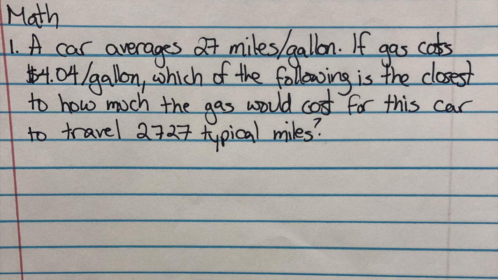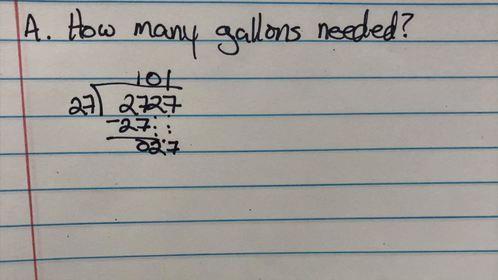I made a mistake when I was doing long division, so I'm showing you the new example so you can see what it really looks like. The first thing you're going to need to determine is how many gallons are needed. So I use long division. I don't know the new math, so bear with me. But basically, you have 2,727 miles. How many times does 27 go in there?